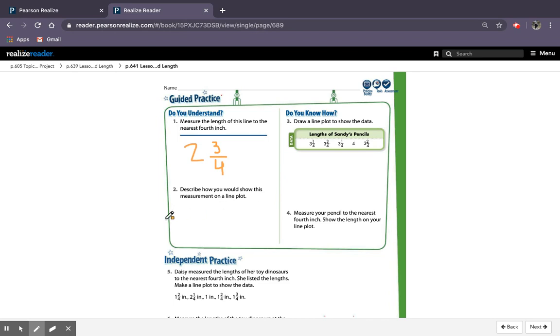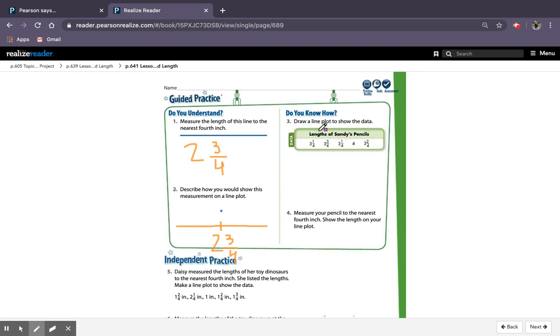For number 2, it says describe how you would show this measurement on a line plot. I would just say I would make a dot above 2 3/4 on my line plot. So if this is the line and say it said 2 3/4 here, I would just make a dot above that. That's it. Okay. So I would make a dot above the measurement 2 3/4 on the line plot.